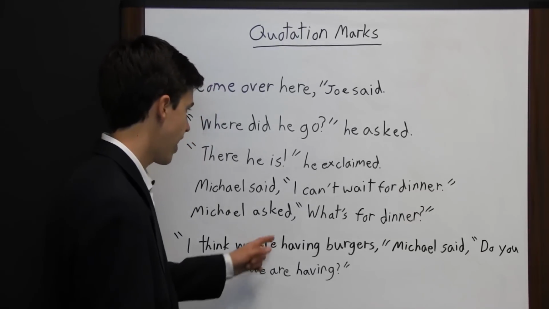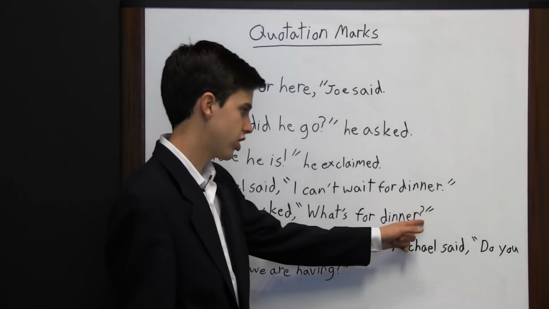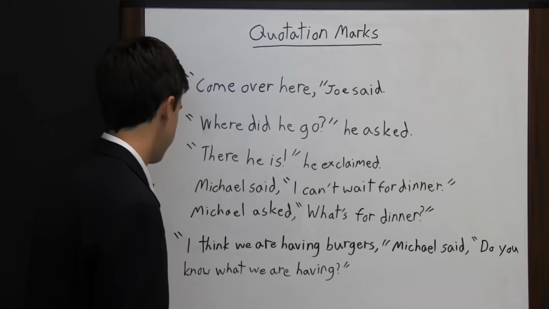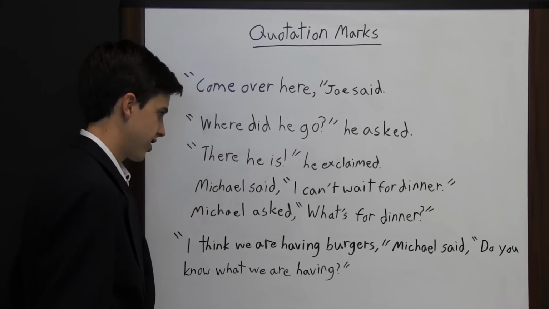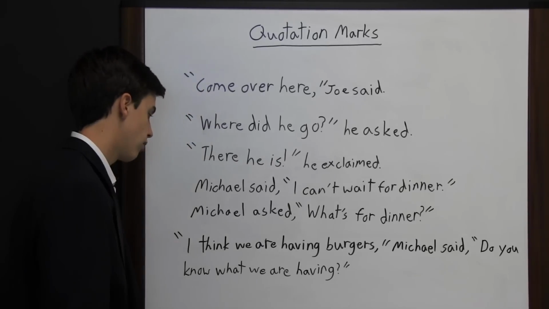This sentence says, Michael asked, "What's for dinner?" In this case, it's a question, so that's why we have a question mark at the end. Again, notice that it's inside the quotation marks. Now this final sentence is kind of unique. It says, "I think we are having burgers," Michael said. "Do you know what we are having?"